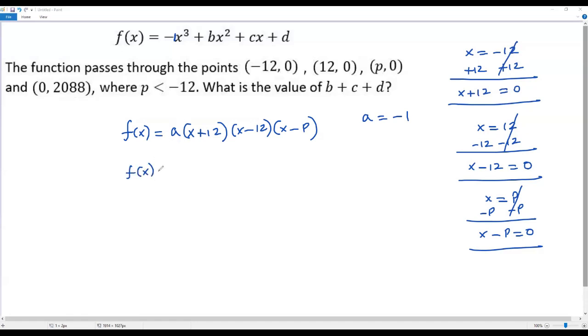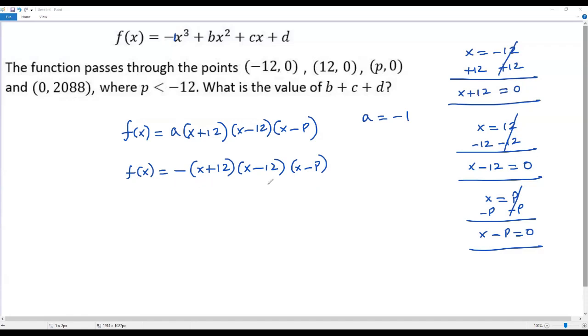Then the function will become f of x equals negative 1. We can plug in negative 1 for a, or simply write negative times (x plus 12) times (x minus 12) times (x minus p), because even if I write negative 1 times this factor, it will be the same. So simply we can write negative instead of negative 1 for a. Okay, now I got the function in factor form.